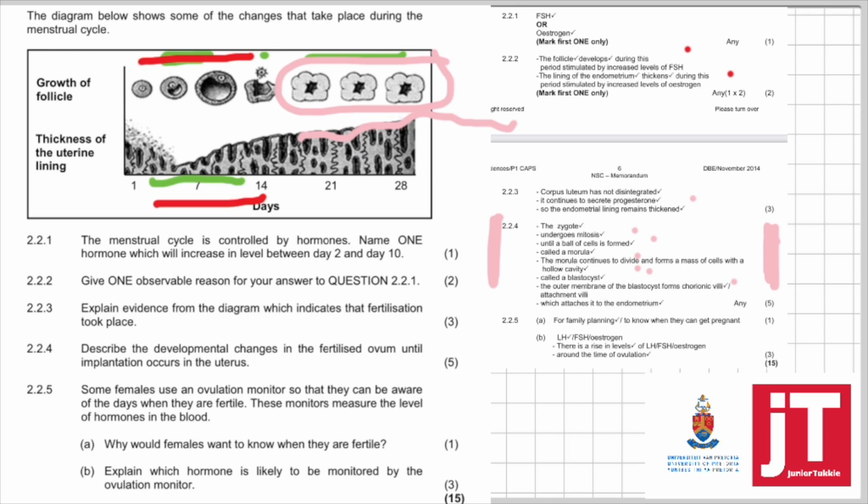2.2.5. Some females use an ovulation monitor so they can be aware of the days when they are fertile. These monitors measure the level of hormones in the blood. A. Why would females want to know when they're fertile? So they can either prevent copulation so they don't fall pregnant, or so they can copulate so they can fall pregnant. Either or. B. Explain which hormone is likely to be monitored by the ovulation monitor. It could have been LH, FSH, or estrogen, because there's a rise in each of these hormones, whichever hormone you said, around the time of ovulation.